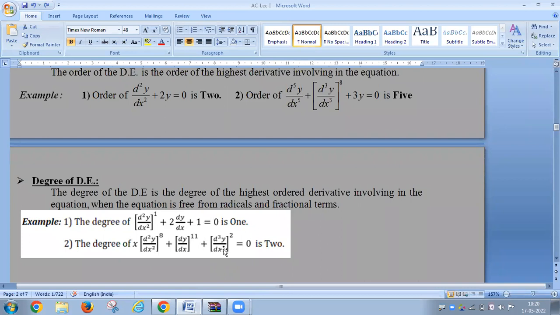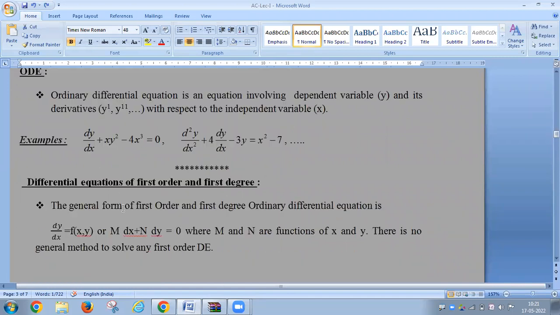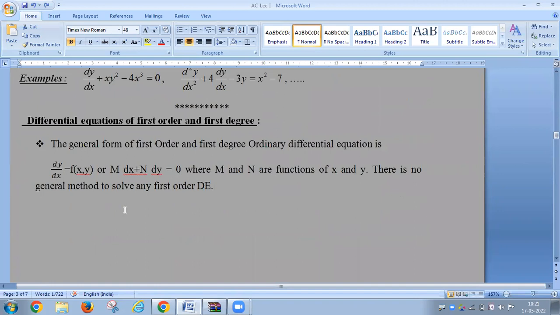Okay, so remember these definitions. Degree means the power of the highest derivative. The order of the differential equation is the order of the highest derivative involved in the differential equation. Here we will study only first order and first degree differential equations in our first unit. It involves only first order differential equations, so we will study particularly first order and first degree differential equations.